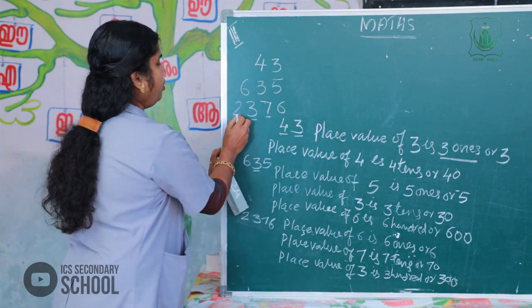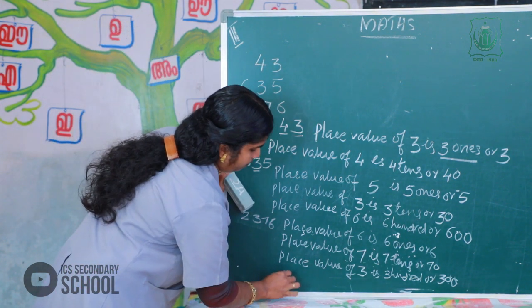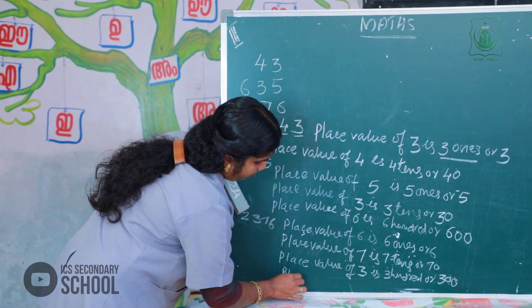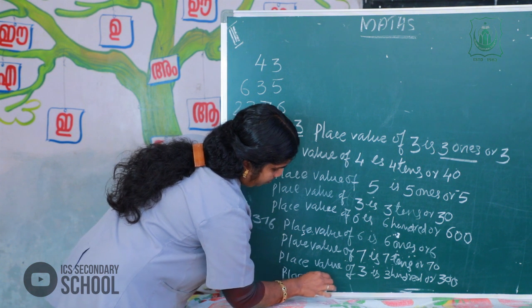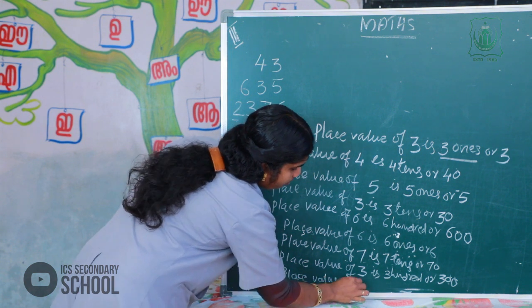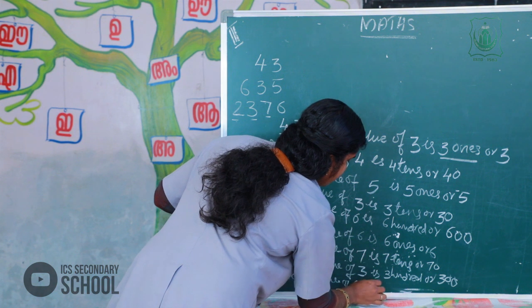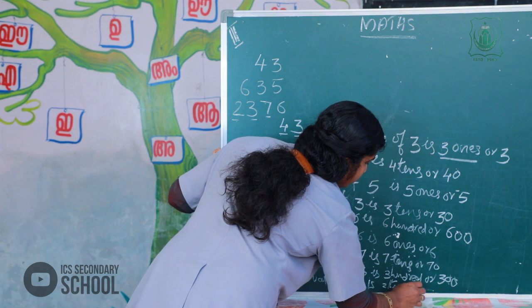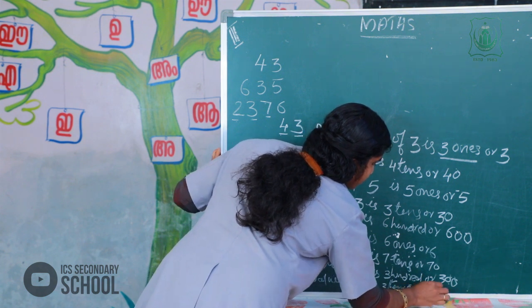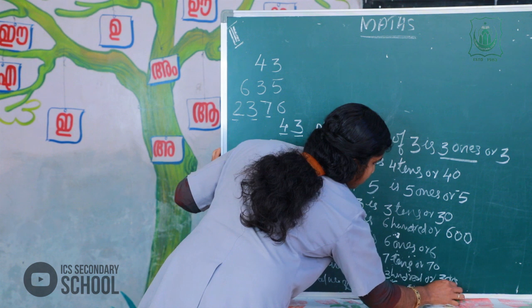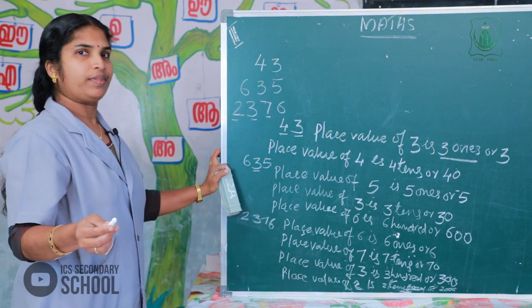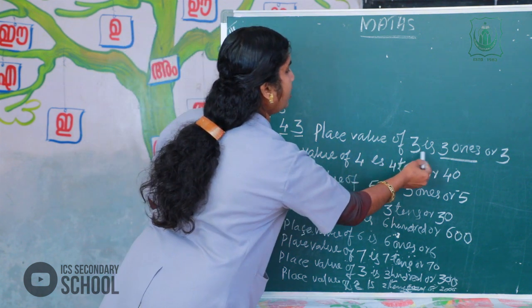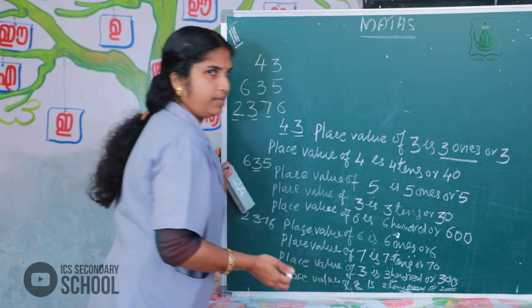Okay, the place value of 2 is 2000. Two is 2000 or 2000. Okay. We get for the first number, 43, the place value of 3 is 3 ones.